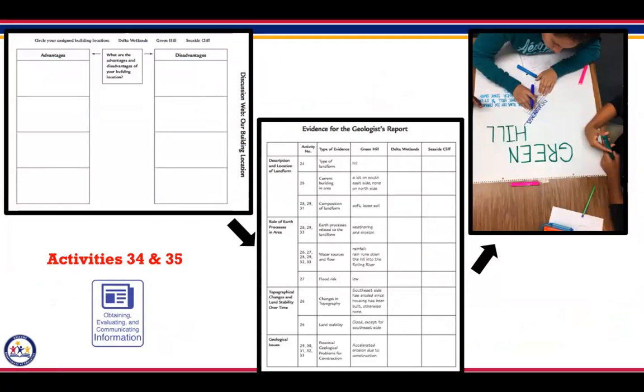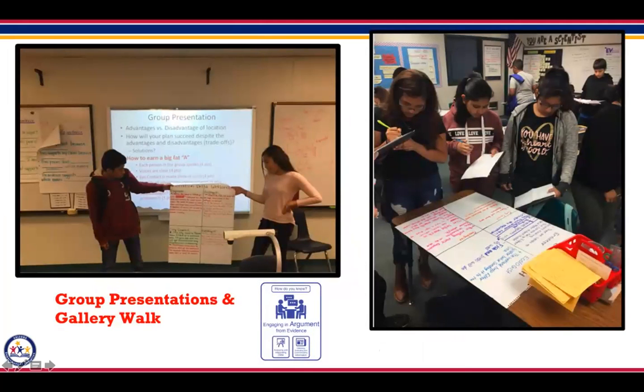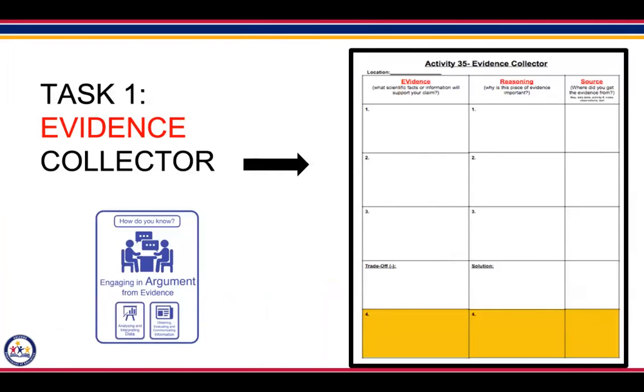And they collected even more. They already picked a location, weighed the advantages and disadvantages. Then they got a little more data. Then they went public with their thinking. So now they're in critiquing mode. And then they took their thinking public, and students walked around and provided feedback and really critiqued. And then once they went through all of this, they made a final claim and collected evidence.